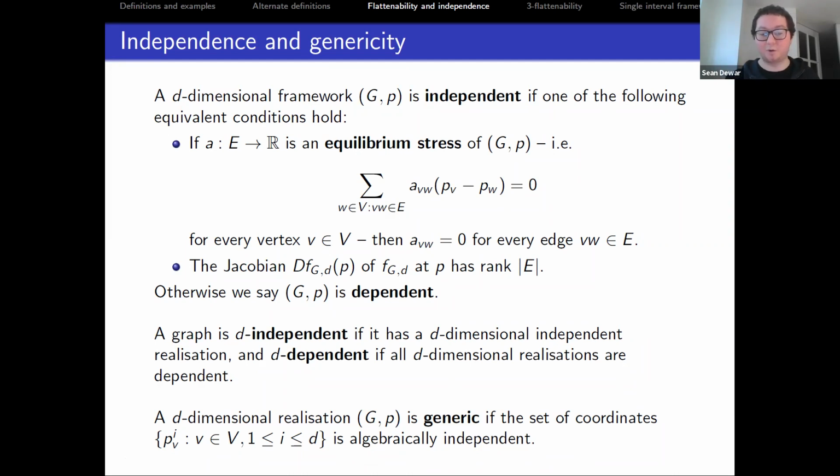Because the coordinates are algebraically independent, when you look at the rigidity matrix, any generic realization of a D-independent graph will be independent. Likewise, if it's D-dependent, then it's going to be dependent. It's a bit more obvious. Most realizations will in fact be generic. They form an open dense set where the complement has measure 0. There are a few other ways of defining them, but they have quite a lot of nice properties.